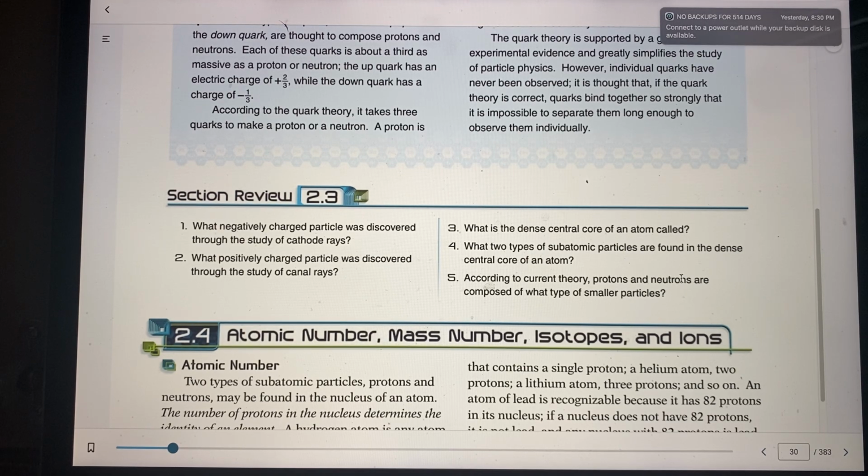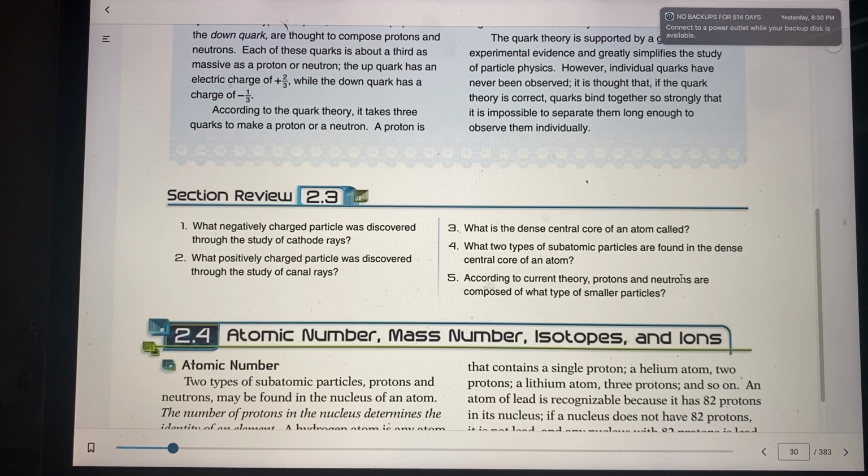What negatively charged particle was discovered through the study of cathode rays? Electrons. We know electrons are negative. What positively charged particle was discovered through the study of canal rays? We know those positive charges are protons. What is the dense central core of an atom called? A nucleus.